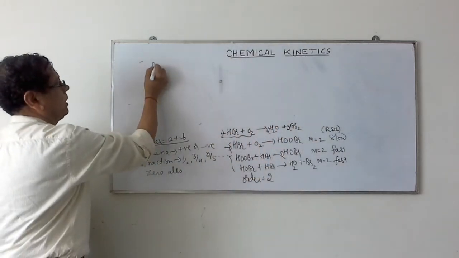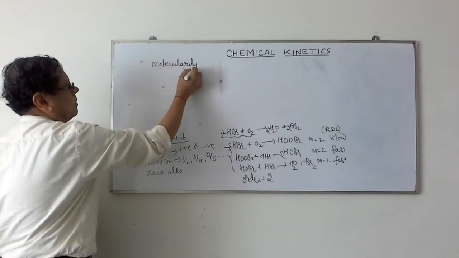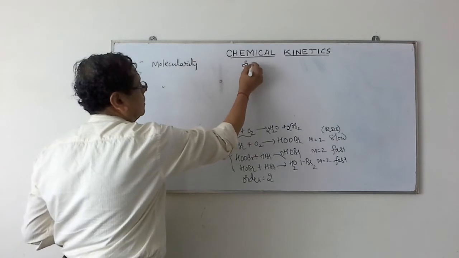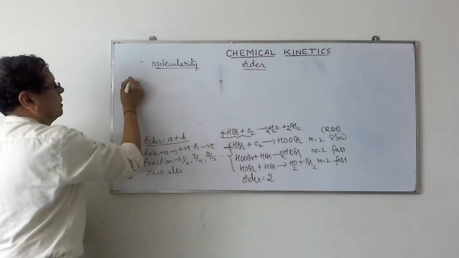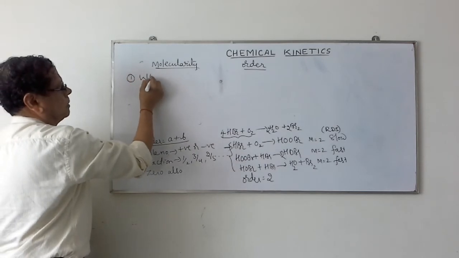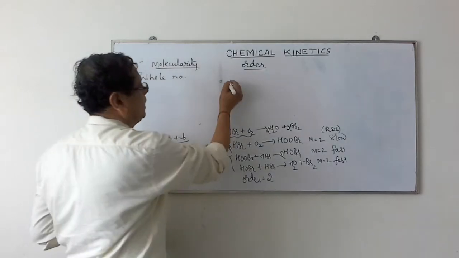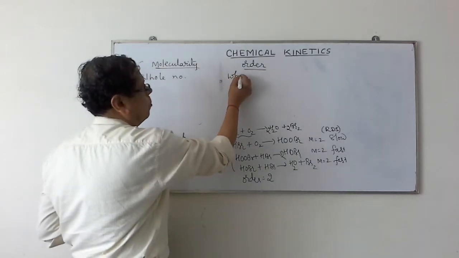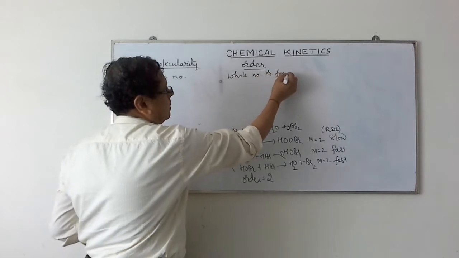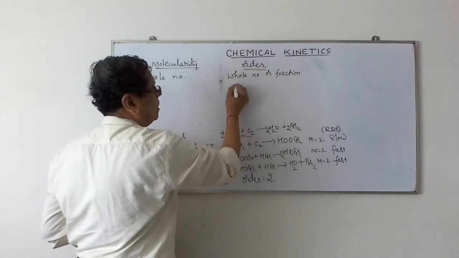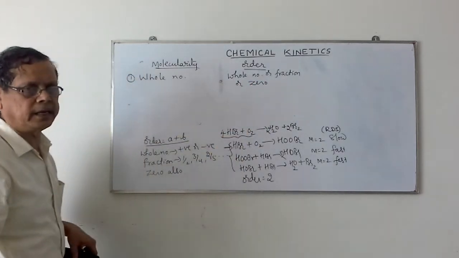Let me write the differences between the order and molecularity. Consider molecularity and order. Molecularity is always a whole number, but order of the reaction may be either a whole number or a fraction or zero. We have a variety of examples with zero order reactions.